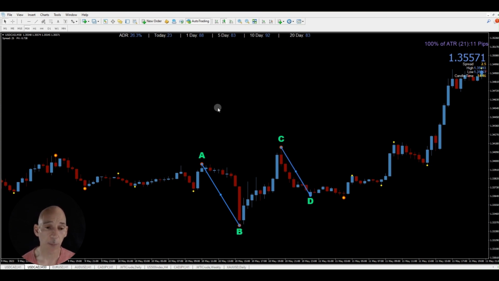Now, another stipulation is that we want to see waves that are fairly uniform. I mean, it's hard to find all uniform waves. So when we come down, we don't want to see a lot of wild price swings and big wicks in between.